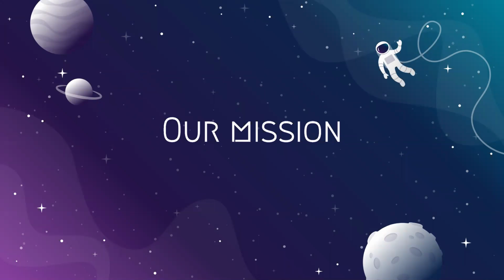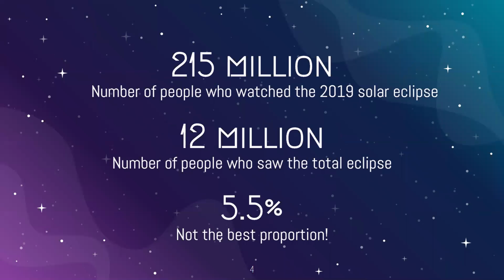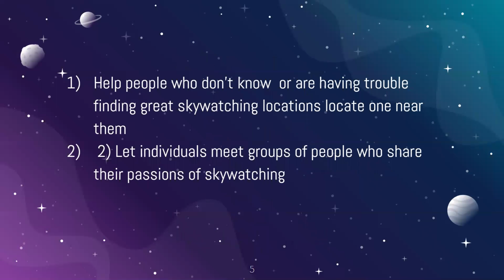Basically our mission, we were inspired because skywatching is really popular these days. We know that 250 million people watched the 2019 solar eclipse, but only 12 million saw the total eclipse. That's like 5.5%, which isn't the best proportion. So our app is going to help people who don't know or are having trouble finding great skywatching locations locate one near them so they can see the experience in full. It's also going to let individuals meet groups of people who share their passion for skywatching through locating nearby RV parks.